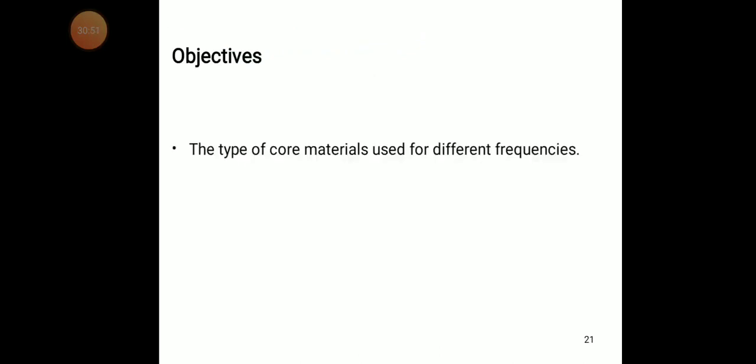Now we try to discuss another topic, the types of core materials used for different frequencies. What core materials are we using for different frequencies? Which core material is useful for which type of frequency? First of all, what is the core? Why do we need the core? We need to have an idea about the core.